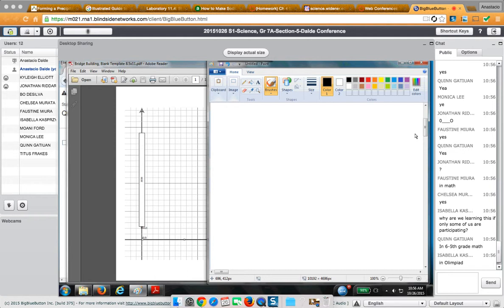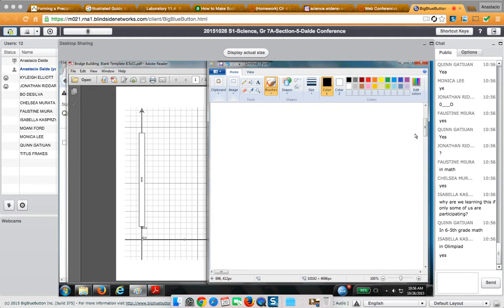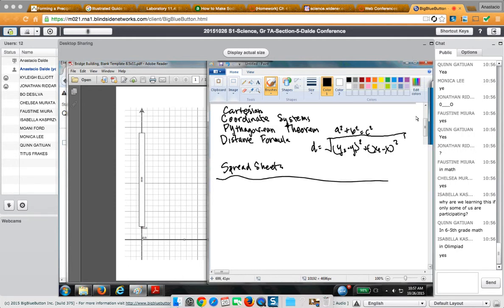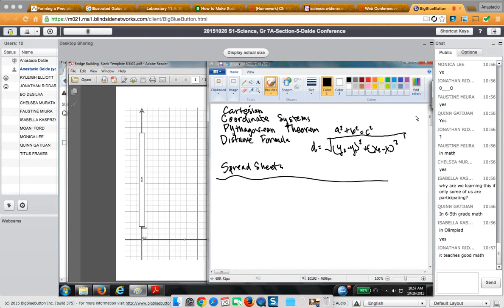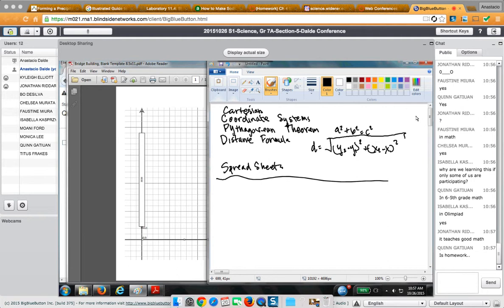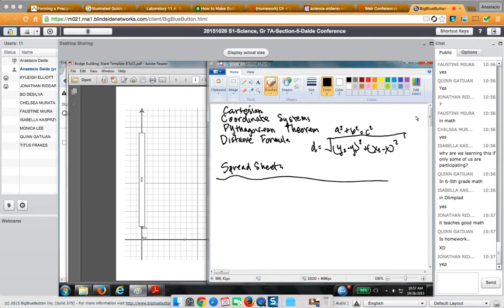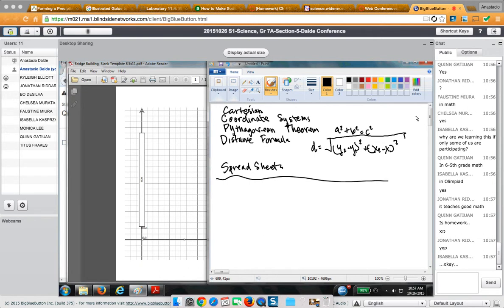Okay, my answer is this: because the distance formula, all of these things that I covered over here, the distance formula, Cartesian coordinates, Pythagorean theorem, and how to use a spreadsheet is good for any science student. That's why. Because this provides fundamentals that all science students should learn. And if you don't learn it now, you're just shooting yourself in the foot for later.